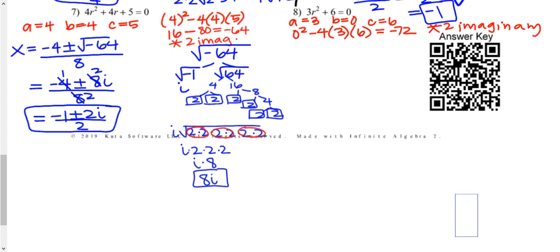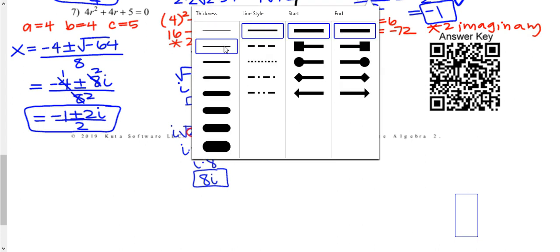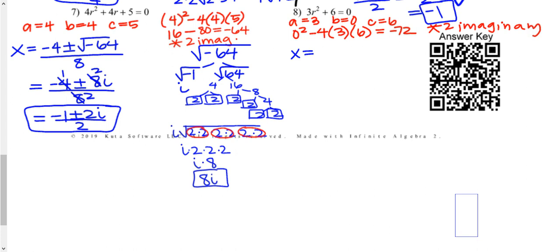Alright, and let's start by doing my quadratic formula. X equals negative b, which is just 0, plus or minus the square root of negative 72 all over 2 times a, which is actually just 6. I'm going to do the square root of negative 72 down here.